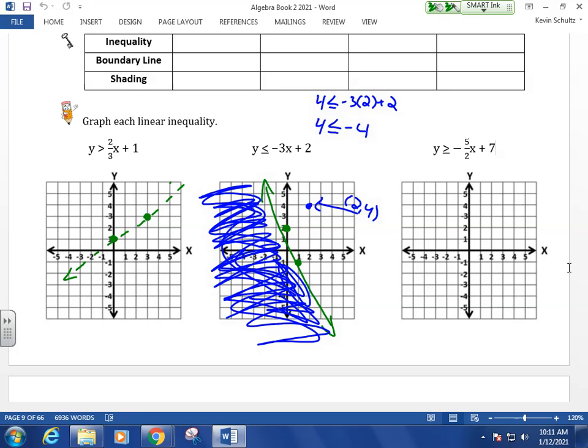Oh, not too bad. Okay. Your line should look like mine, where your y-intercept is at positive 1. I went up 2 and right 3 to get my second point based on my slope. And I know it's going to be a dotted line because it's the greater than symbol. It's as if it's an open circle there, right?